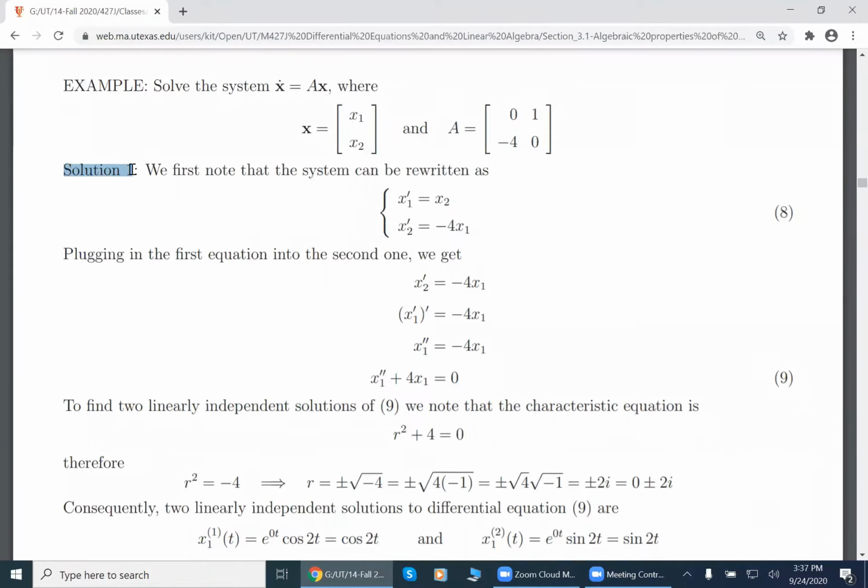In solution 1, we apply method number 1. We solve equation number 1 for x2 and then plug it into the second equation. Note that this is the most natural way to solve the system because equation number 1 is already solved for x2. But now let us apply method number 2. Let us solve equation number 2 for x1 and then compare the answers.